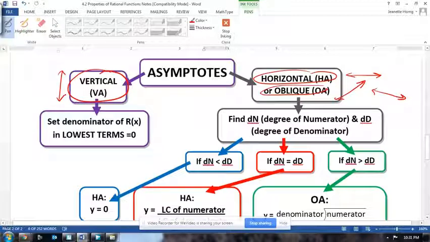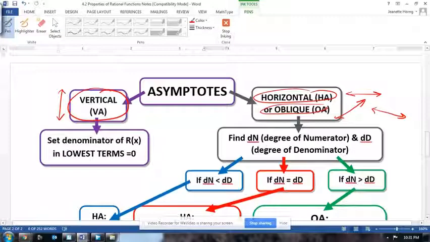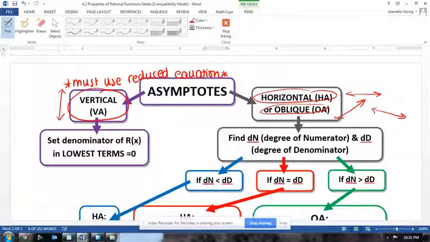When you're trying to figure out your vertical asymptotes, that is truly from when you set the denominator of your function, let's say r of x, in lowest terms equal to 0, which means on this side you must use the reduced function. I'm going to write that down here, so make sure you write that too. That is, if you can reduce something out, like cancel out a factor, you have to reduce it out first before you determine what kind of asymptotes you have. So then, again, you're going to set the denominator of r of x in lowest terms equal to 0. It's going to give you certain x values. Those are going to give you your vertical asymptotes.